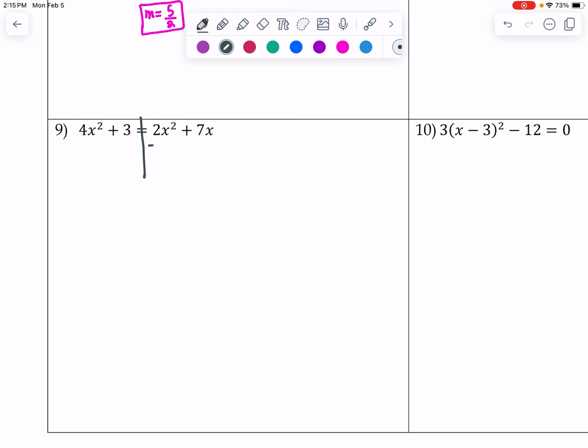And so we need to get rid of this 2x squared and the 7x, but I'm going to take it one step at a time, starting with the x squared, because there's an x squared over here on the left side I can combine it with. So when I subtract 2x squared from both sides, that leaves me with a 2x squared on the left, and we still have a plus 3. And then we have our equal sign and our 7x.